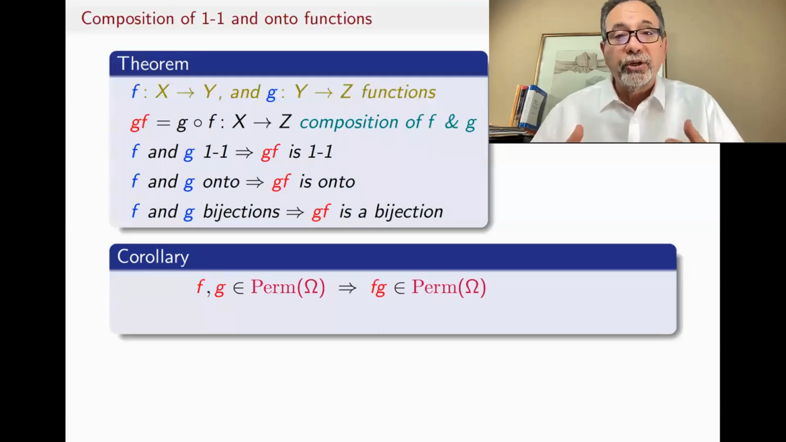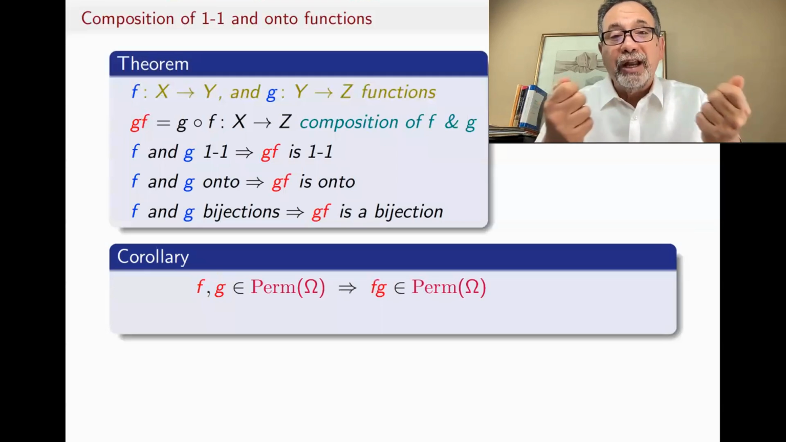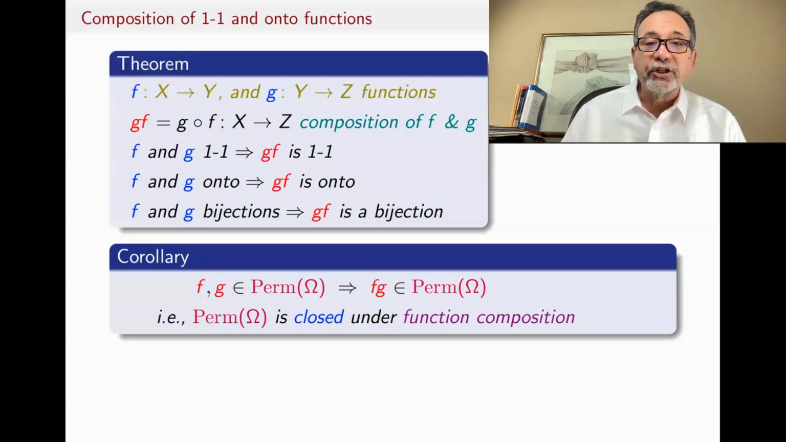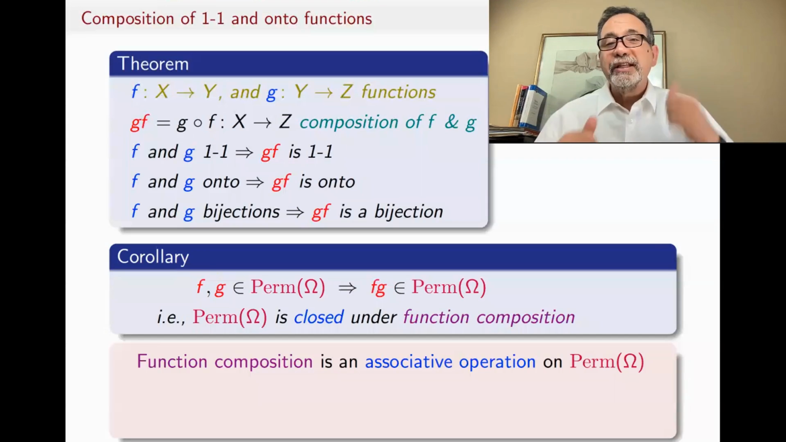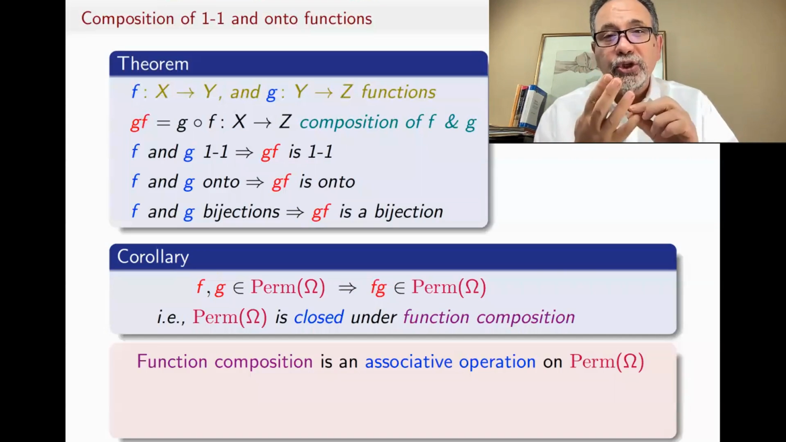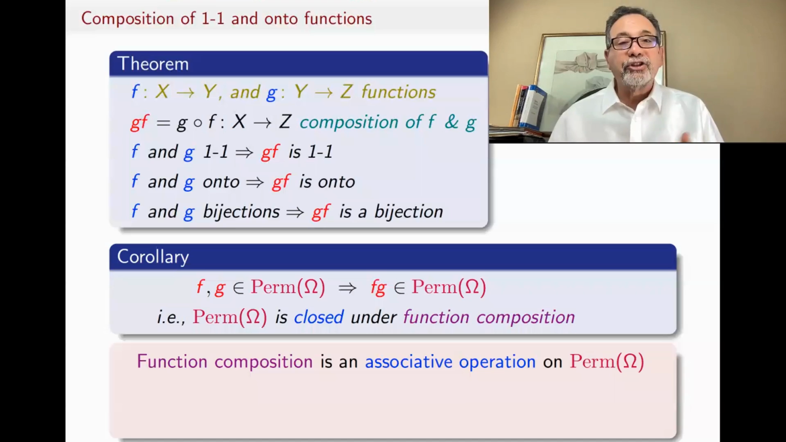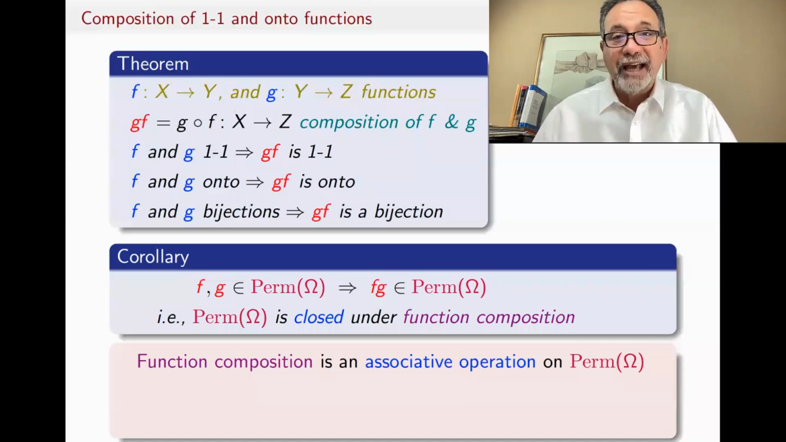This is what closure means. I have an operation, and when I operate, I stay within my set. So it's closed under function composition. For a group, we need four properties: closure, associativity, identity, and inverses. Not that much. The group doesn't ask for much, but it does ask for those things.